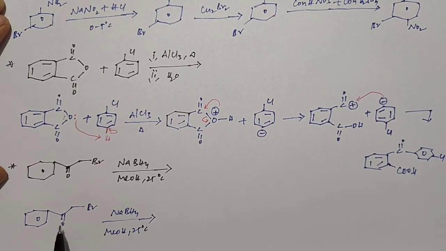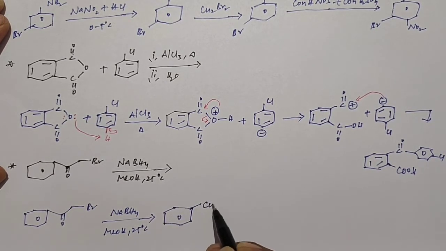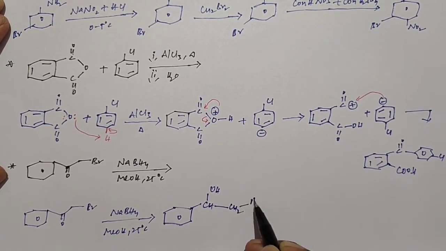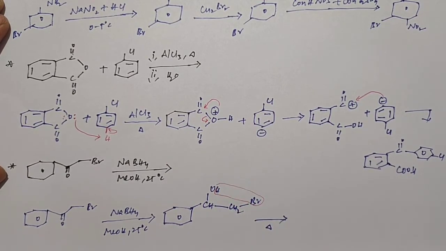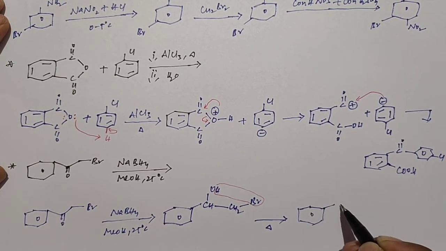Okay, this is what they given. So when this compound reacts with sodium NaBH4, here the keto group is there. The keto group undergoes reduction, and it is converted into the secondary alcohol. So then we get the product like this. After, on strong heating, here the bromine and hydrogen can be passing away in the form of hydrogen bromide. Then we get the final product.